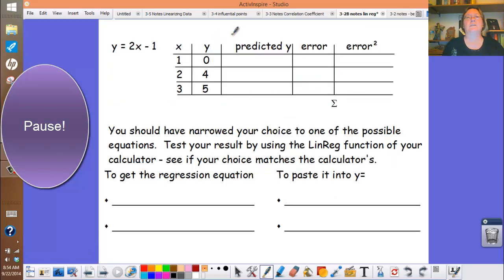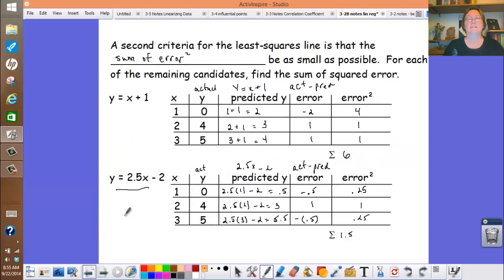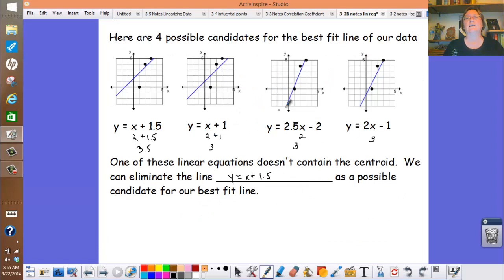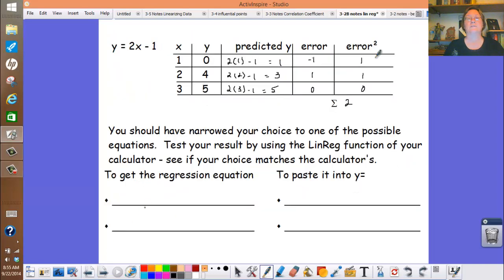I'm going to ask you to pause that video and find the sum of squared error for this particular line. Here's my work for that. While this is close, its sum of squared error is 2. That means that our candidate 2.5x minus 2 would be the line of best fit according to the calculator, the least squares regression line. And as you look at that, you can tell it is a very good fit. It hits 2 of the points, and it's very close to the third. This is a much better choice than any of the other two, both visually and by using the criteria. Contains the centroid and has the smallest sum of squared error.